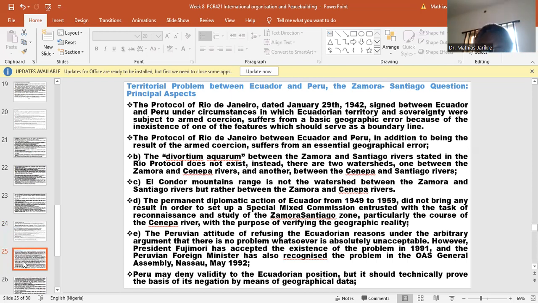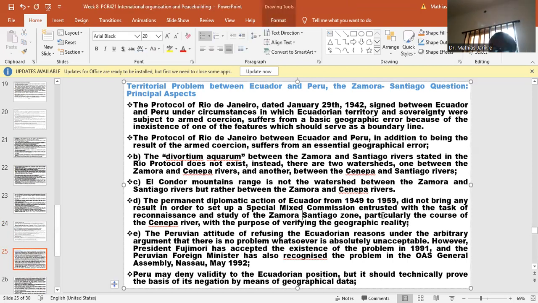Zamora and Cenepa rivers. The permanent diplomatic actions of Ecuador from 1949 to 1959 did not bring any result in order to set up a special commission entrusted with the task of reconnaissance and study of the Zamora-Santiago zones, particularly the course of the Cenepa River, with the purpose of verifying the geographical reality.